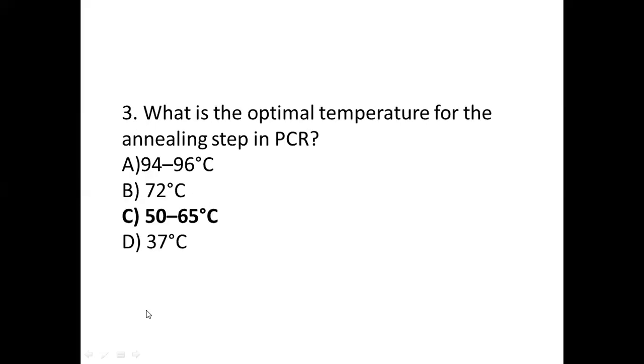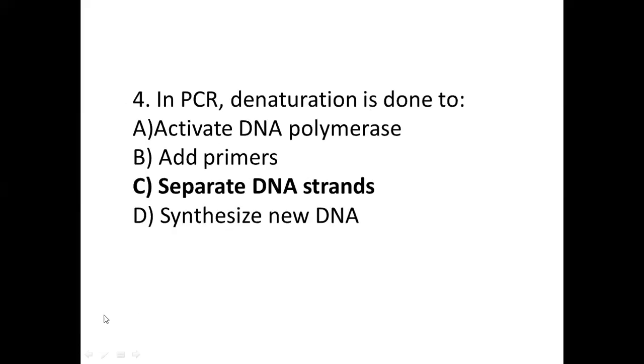Coming to the next question. What is the optimal temperature for the annealing step? That is 55, as we studied in the previous video. It will range between 50 to 65 degrees centigrade. That is the lowest temperature compared to denaturation and extension. Compared to the other 3 steps, annealing will be the cooling process. A bit of cooling, not a complete cooling.